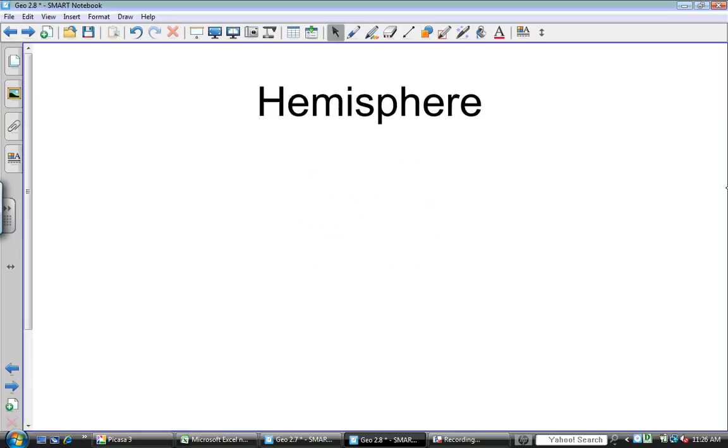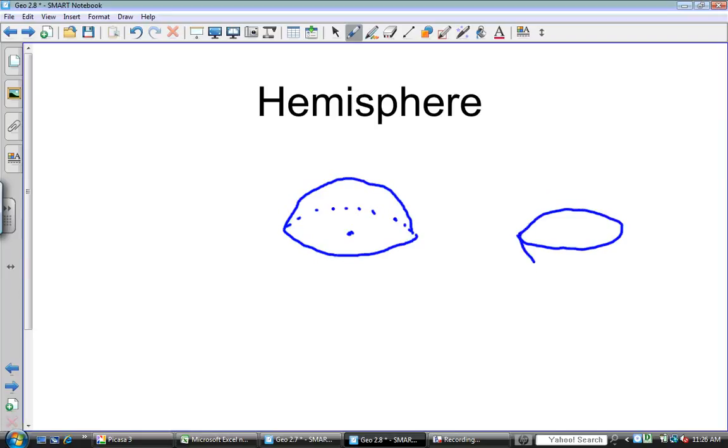Now a hemisphere is just half of one of those. You hear about hemispheres in geography class. It's like half of the Earth. The northern hemisphere is the northern half of the Earth. Kind of like this. This would be the northern part of the Earth. You can do the southern hemisphere, it's kind of like a bowl. So this would be the top half, this would be the bottom.